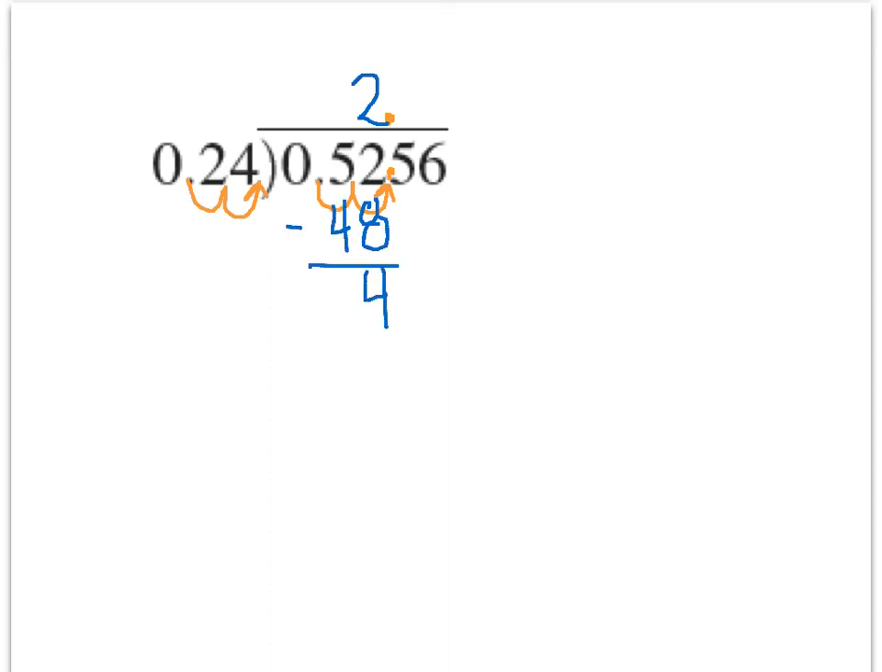I bring down the 5. And I think, how many times does 24 go into 45? I know that's just going to be 1 time. 1 times 24 is 24. Subtract, and I get 5 minus 1 is 1, and 4 minus 2 is 2. Bring down the 6, and I think, how many times does 24 go into 216? And I know that's going to be 9 times.